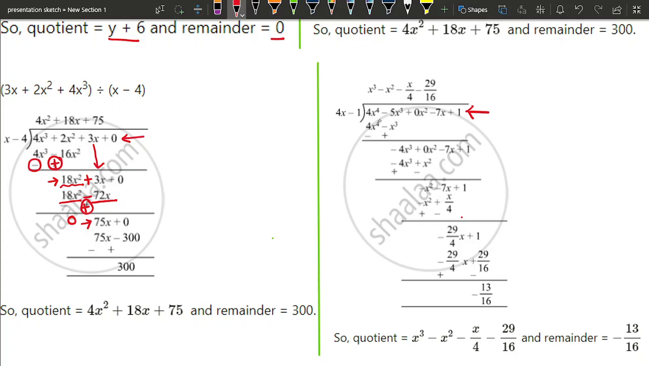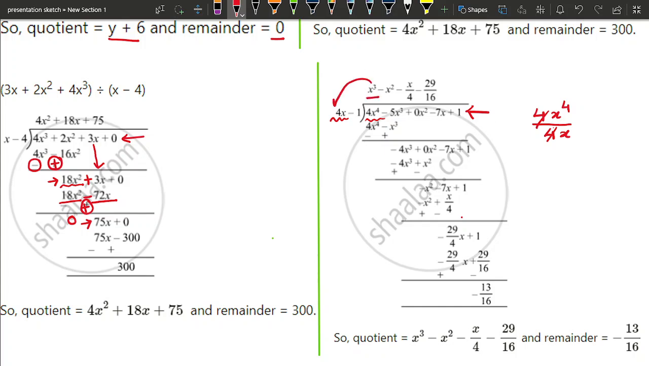This is the dividend: 4x raised to 4 minus 5x cube plus 0x square minus 7x plus 1. Okay, check whether all the powers are in descending order. Yes, they are very much there, so that we can carry on. So the first term is 4x raised to 4, the first term of the dividend, which is to be divided by the first term of the divisor, which is 4x. 4 will get cancelled and you are left with x cube, right?